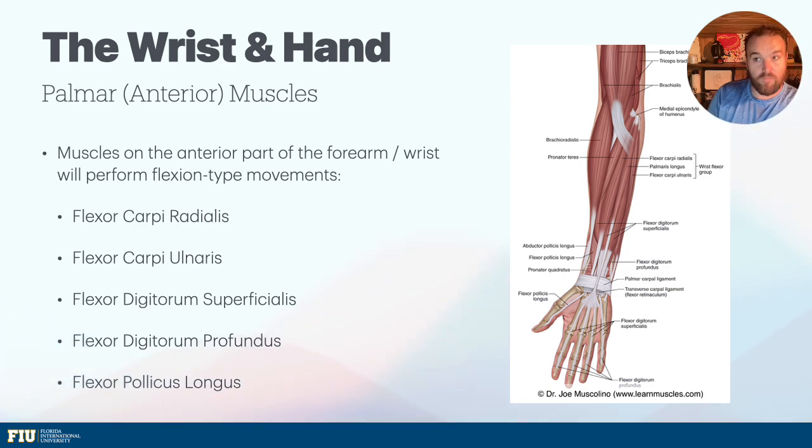Meanwhile, the digitorum muscles will help to flex the fingers. We don't have a differentiation between the distal and the proximal interphalangeal joint. Those are things that you'll be able to see in the pictures as we scroll through them. But they will help to control the fingers. And the same thing for the flexor pollicis longus. We know that, of course, it's going to flex the thumb.